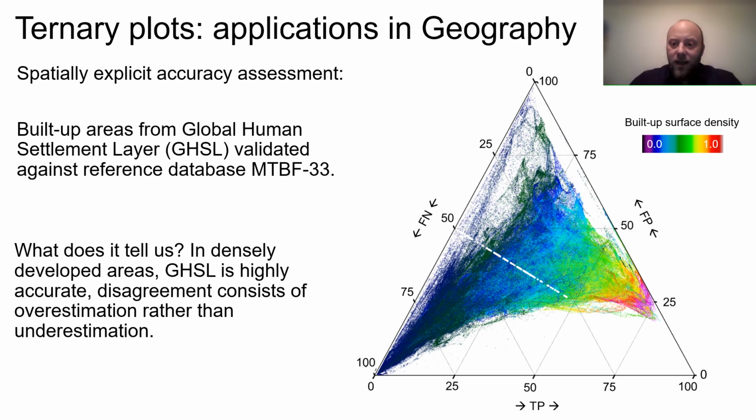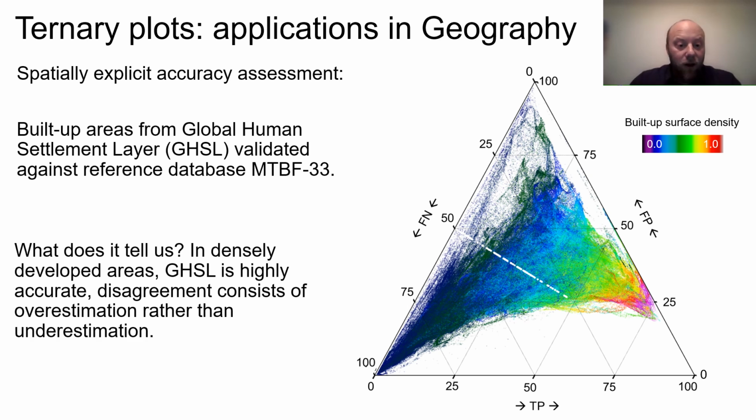And what you can see here, if you look at the highest density settlements, which are these red and pink colors, they have a very high rate of true positives and almost no, close to zero, false negatives, and some around 25% of false positives. So the conclusion here, or what does it tell us?